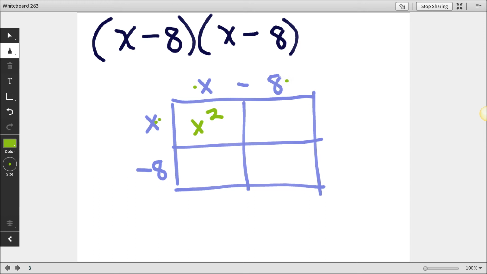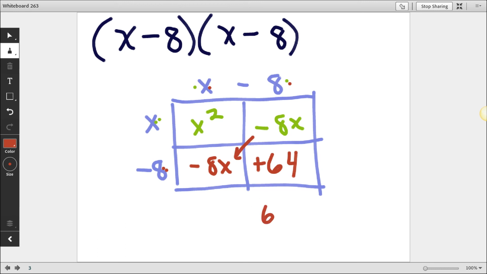X times -8, -8x. -8 times x, -8x. -8 times -8, positive 64. And if you'll remember lattice multiplication, you had to add the diagonals. The diagonals is what gave you your final answer.